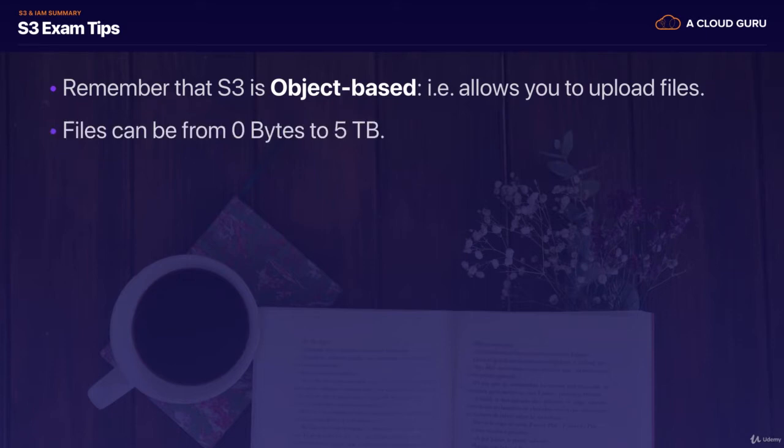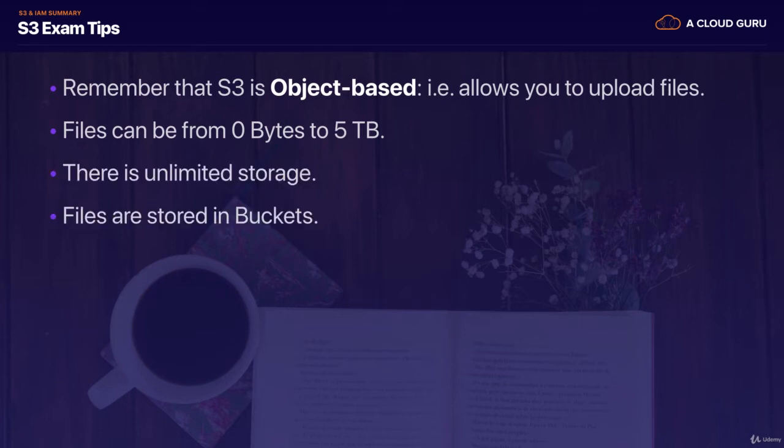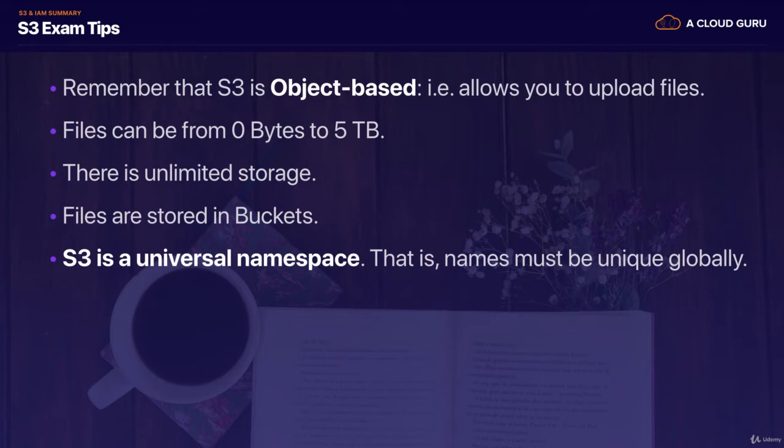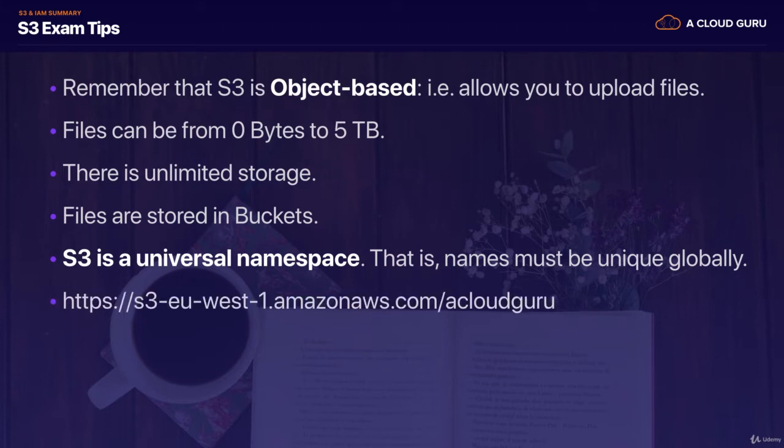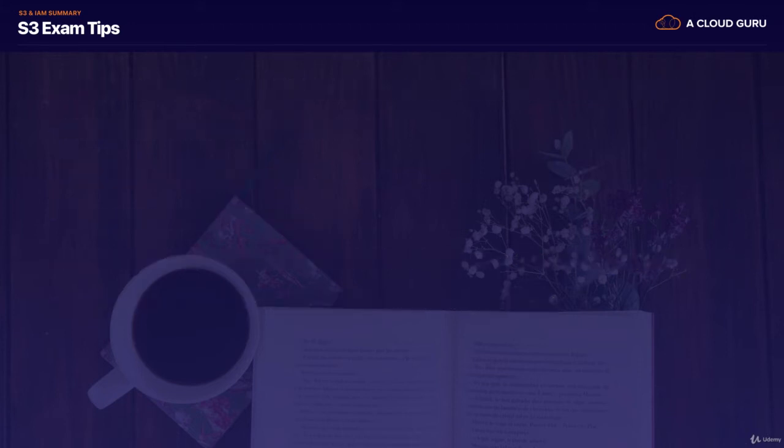It allows you to upload files, and those files can be 0 bytes all the way up to 5 terabytes, and there is unlimited storage, and you store your files in these things called buckets, and it's basically just a folder in the cloud. Now, S3 is a universal namespace, so that means that your bucket names must be unique. You can't have test bucket because somebody already owns it. You can't have a cloud guru because somebody already owns it, and it's not me, sadly. And this is what the URL looks like when going to S3. So it's always S3, then the region, and then .amazonaws.com, and then / your bucket name.